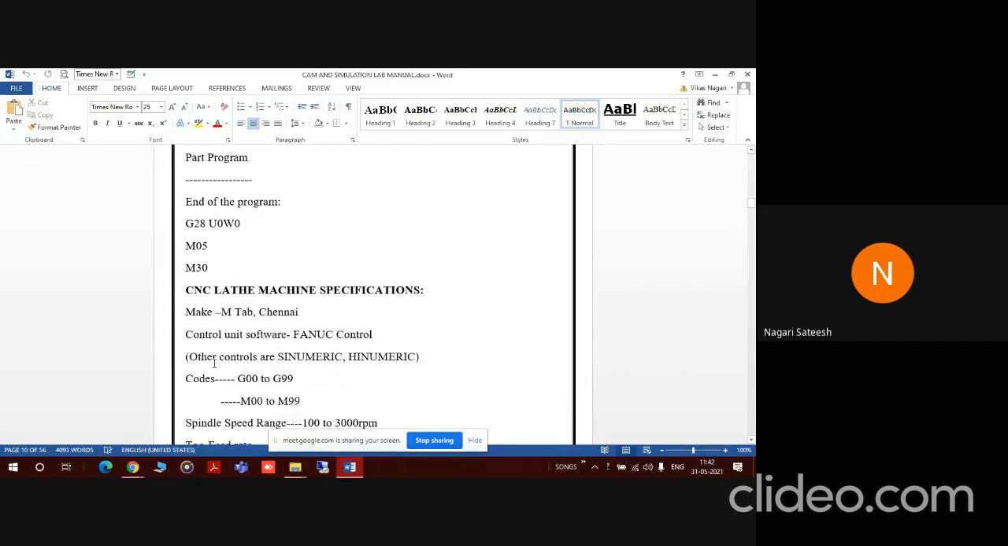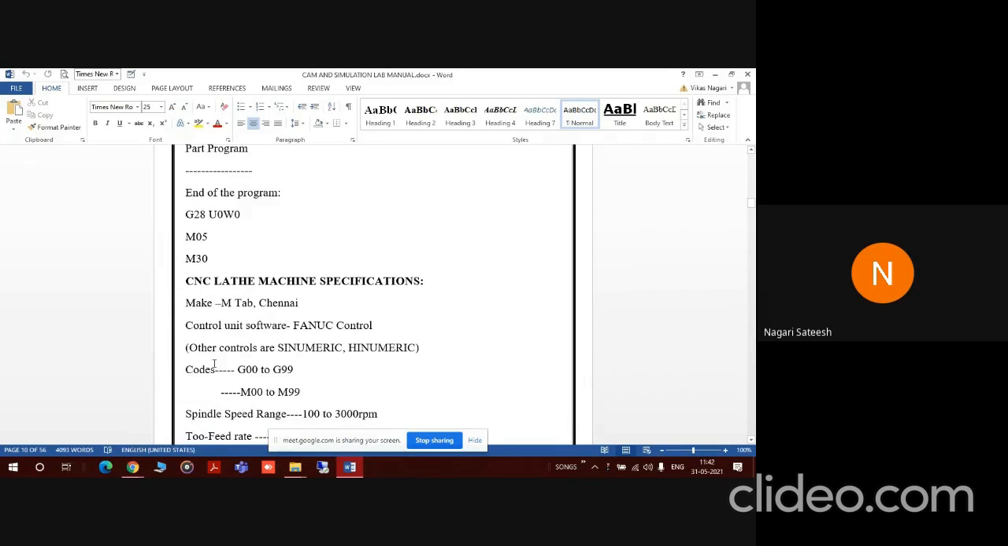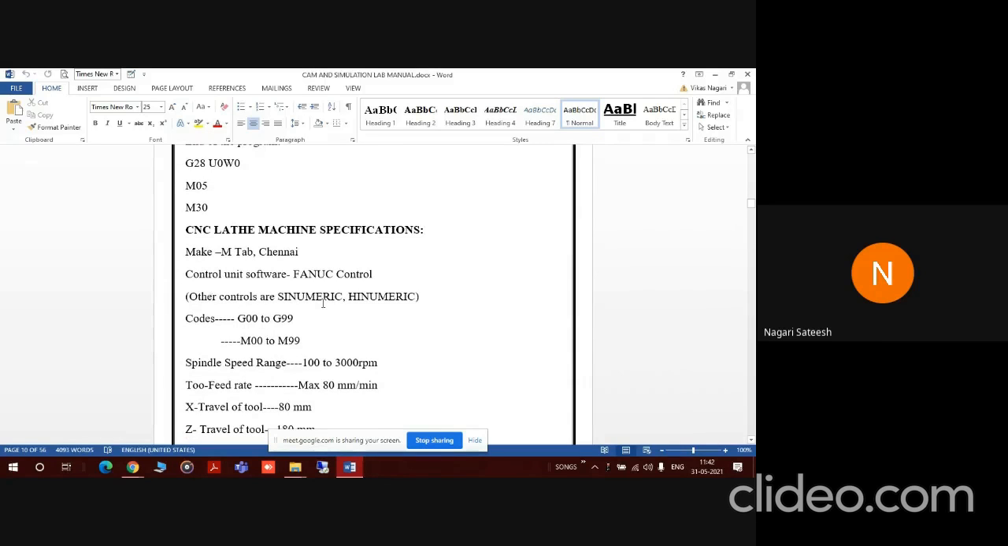So for the machines in our CAD CAM lab, there are 2 machines, where one is a lathe and another is a milling machine. The CNC lathe specification is given here. So I told you the controller software used in our machine. Other control units are, I told you, Sinumerik and Hinumerik. Generally, Sinumerik is used by Siemens. Hinumerik is used by HMT.